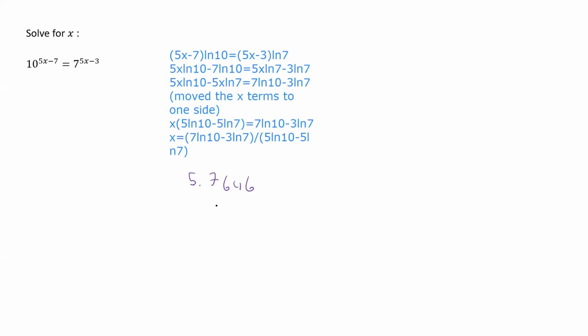5.76455699. Yeah, so I think this one, they just want it rounded usually on this kind of problem to 4 decimal places. So we'll put 7646. So that would be your answer.